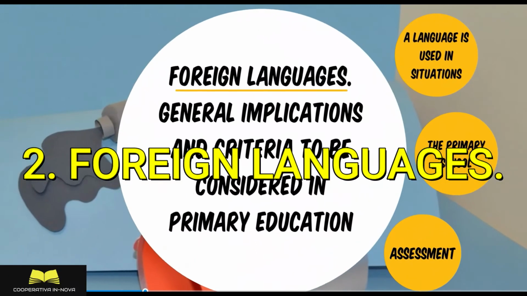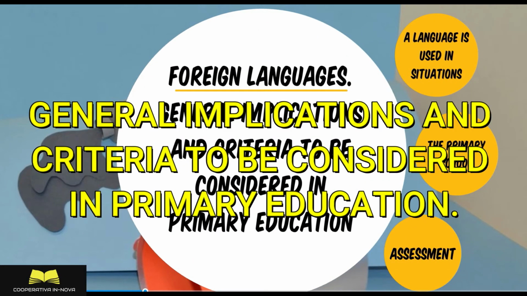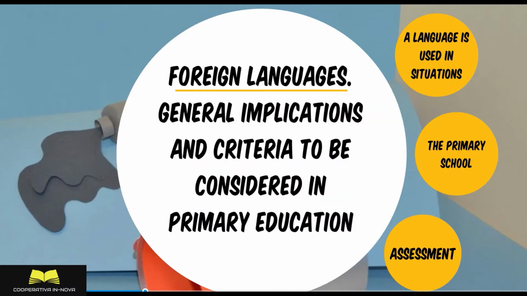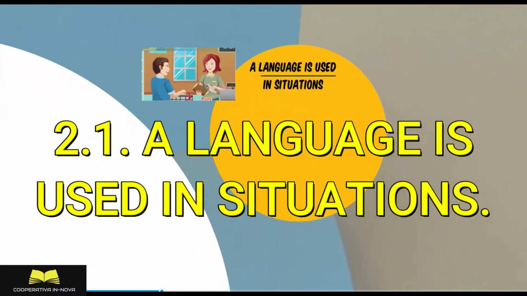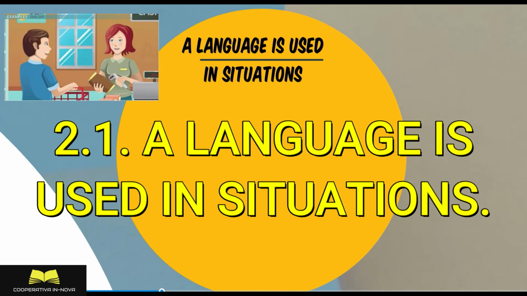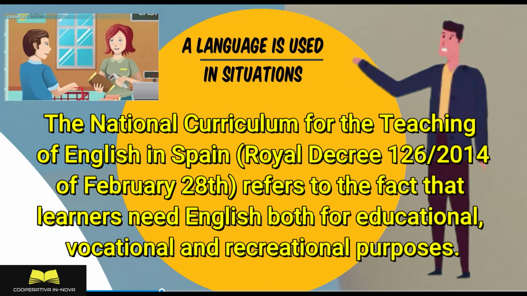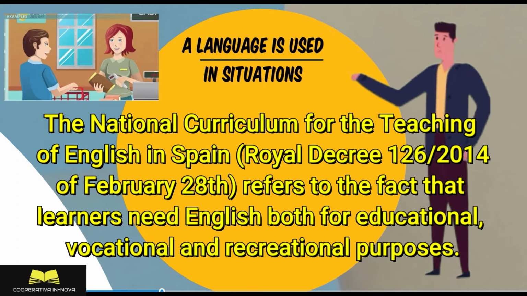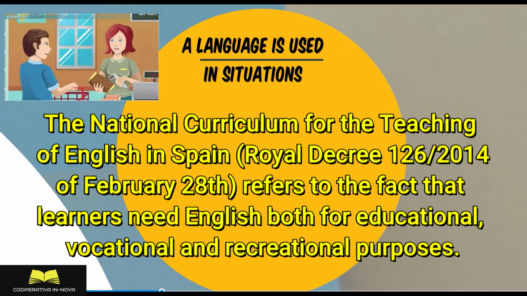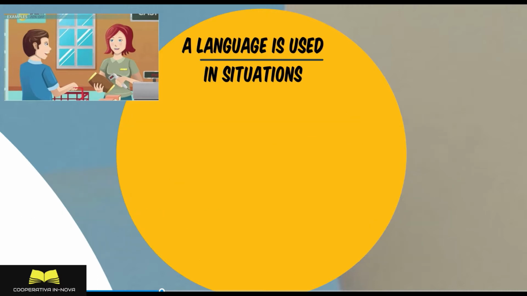Two. Foreign languages. General implications and criteria to be considered in primary education. 2.1. A language is used in situations. The National Curriculum for the Teaching of English in Spain, Royal Decree 126/2014 of February 28, refers to the fact that learners need English both for educational, vocational and recreational purposes.